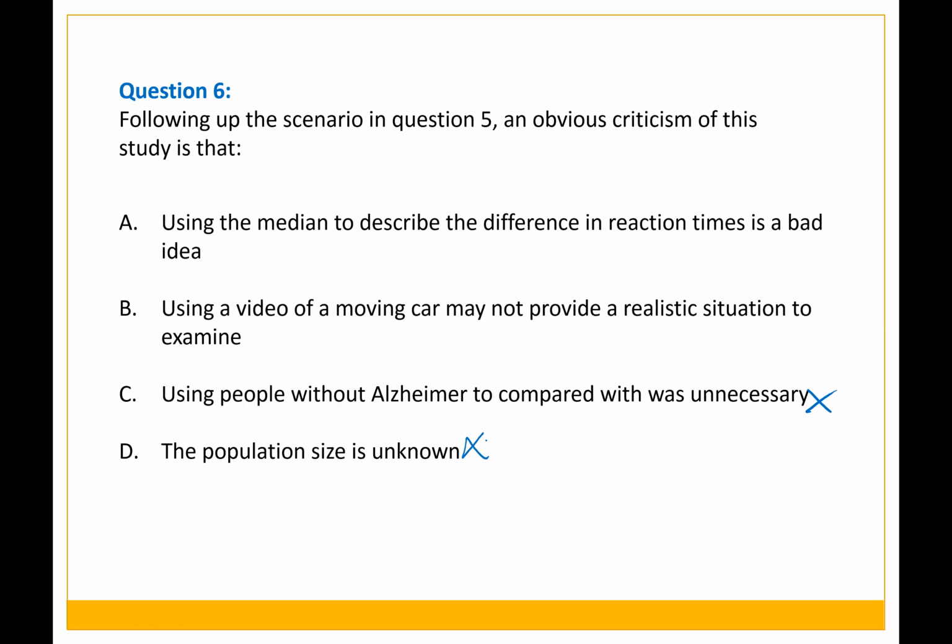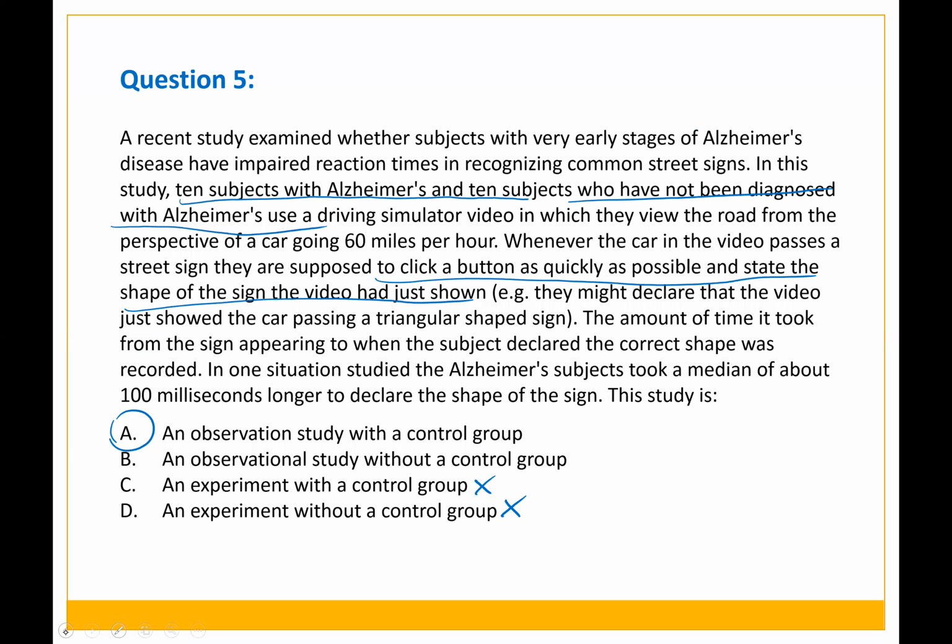So it's only A and B. At first I picked A, but now that I think about it, you can always have outliers. So A can be right and can be wrong. So it cannot be an obvious criticism here. An obvious criticism has to be something definitely wrong. So B is the only choice that we actually have left. And the answer is actually B. Using a video of a moving car might not provide a realistic situation to examine. What happened with Alzheimer's, if you look at the previous question, is that you have impaired reaction times in recognizing common street signs.